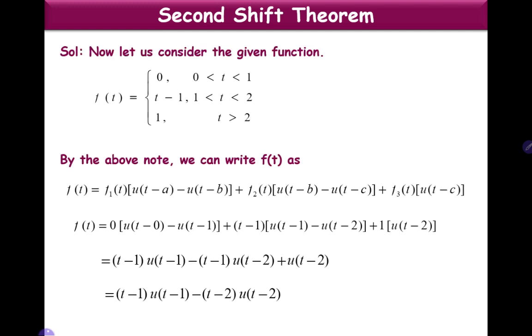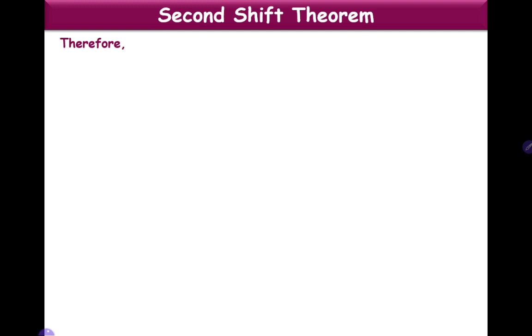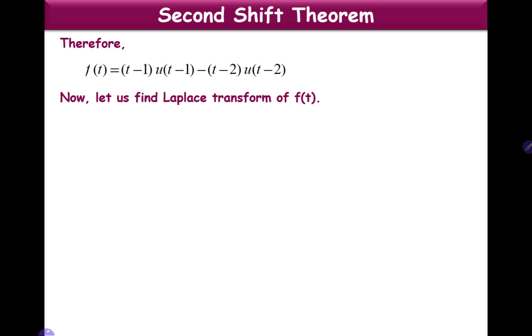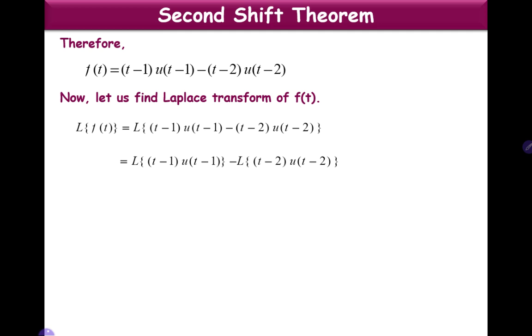So f of t is expressed in terms of the unit step functions u of (t minus 1) and u of (t minus 2). Therefore, f of t is now finally (t minus 1) into u of (t minus 1) minus (t minus 2) into u of (t minus 2). Now to find the Laplace transform, we just apply the Laplace transform on both sides. L of (t minus 1) into u of (t minus 1) minus (t minus 2) into u of (t minus 2). Separate the Laplace transforms and apply the second shift property.